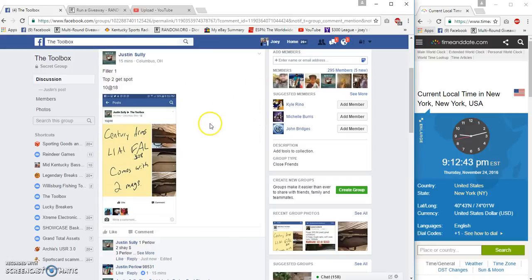Hey, what's up, Toolbox? Gonna run Justin Sully's filler number one for two. The top two get spots, so it's for two spots, 308, two mags.